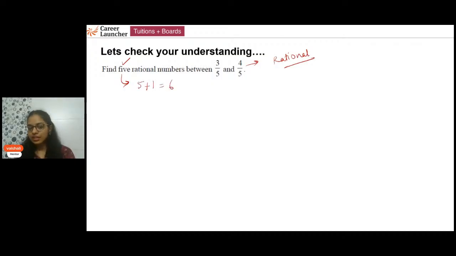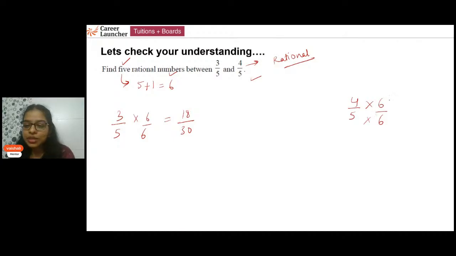So let us add 1 to it. So what is it? 6. So I'll pick the first rational number. I'll multiply and divide with the number that I've got upon adding 1. हमने 1 add किया तो 6 मिला था. So this will be 18 by 30. And similarly, I'll look at the second set of number, which is 4 by 5. We will do the same thing. We'll multiply in the numerator and the denominator also. So this number is 24 by 30.